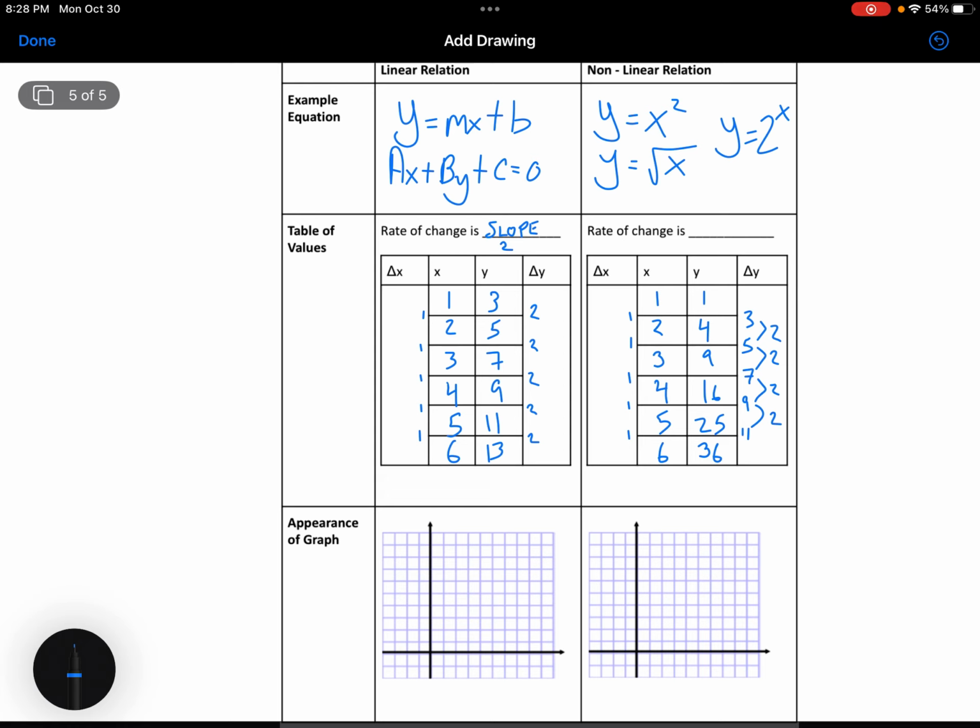Now the appearance of a linear graph, obviously, is just a line. It could be like that, could be like that, could be like that, also could be like that. Just has to be a straight line. Now, what we've done here is we've done something like this, which is just a quadratic. Could also be like this. Just anything really that's not a straight line. Okay, and that covers this.